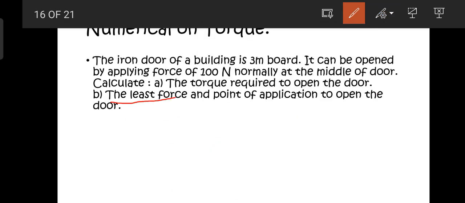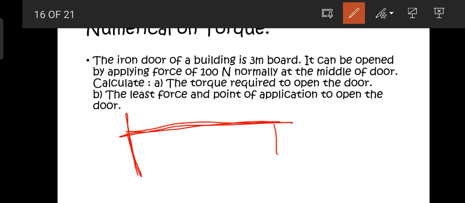Now the least force and the point of application to open the door. To open the door, I have told you that if you have to put less force, you have to put the force far from the pivoted point.